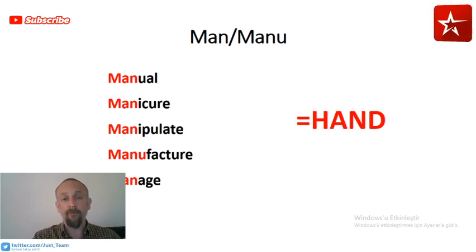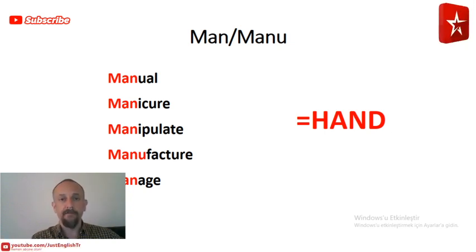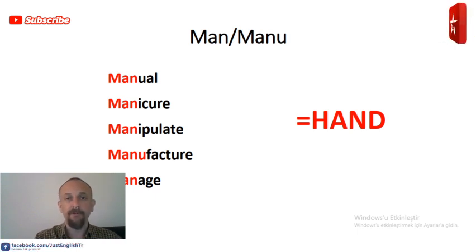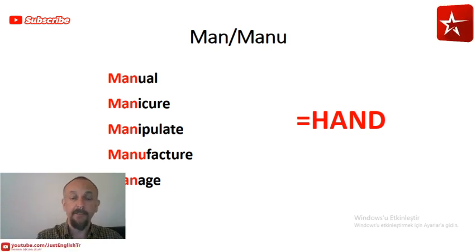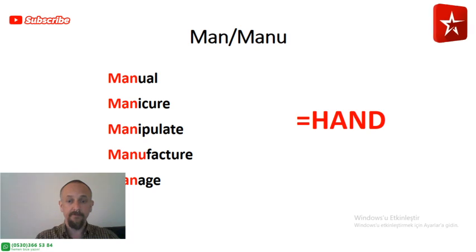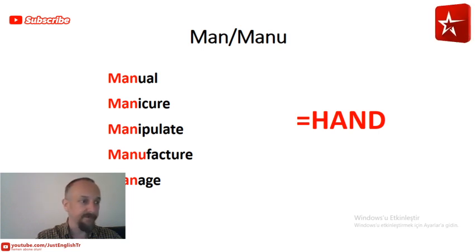If we look at a manual car, for example, a manual car is one which is controlled with a stick. We control it by hand. A manicure, like a pedicure, is the way that we look after the nails on the hand. To manipulate means to change the shape by hand. Manufacture means to make by hand. And then we have manage, to handle something, to have the ability to control something.